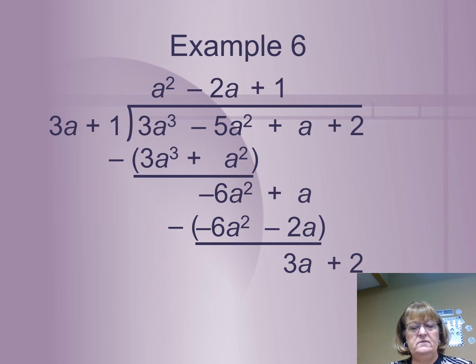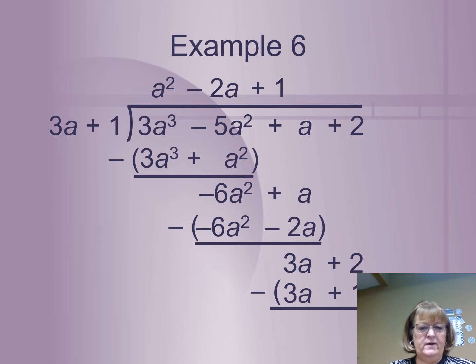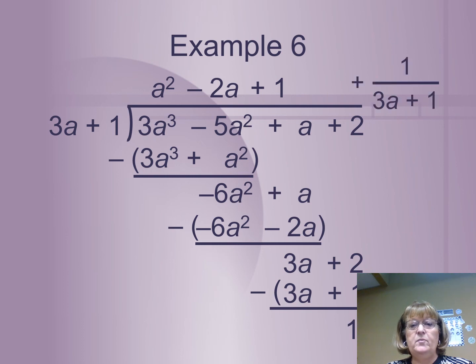Divide, that's right, 3a divided by 3a is 1. Multiply, bring down, and you do have a remainder there. I believe it's a 1. My beautiful picture is hiding it. And your remainder is plus 1 over 3a plus 1. So you're getting the remainder from your subtraction at the bottom, placing it over your divisor at the top.